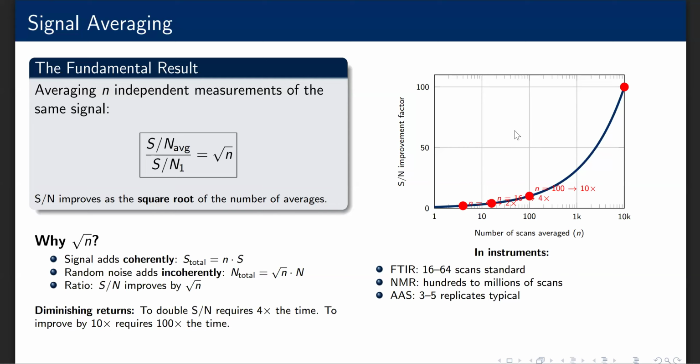Okay, so if I have a signal to noise ratio of 5 and I need a signal to noise ratio of 25, how many averages do I need? The answer would be 25, since improvement factor squared equals n. 5-fold improvement needs 25 averages.